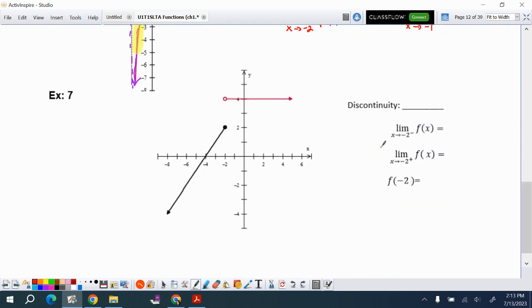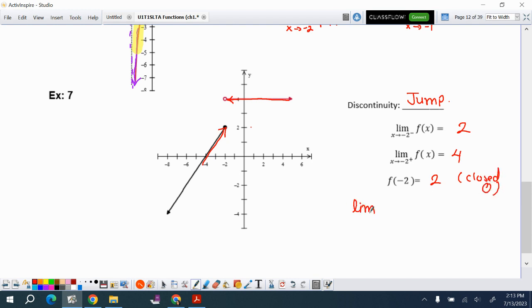And one more here, x approaches negative 2. I'm coming closer and closer to the negative 2. This number is a 2. And I'm coming closer and closer from the right side. That number is a 4. This is a jump discontinuity because you have different numbers. F of negative 2 is a 2 because of the closed circle.